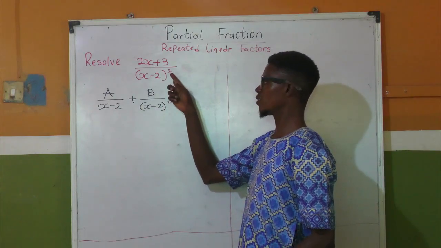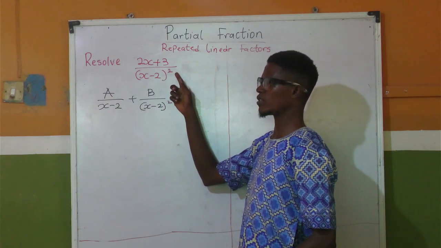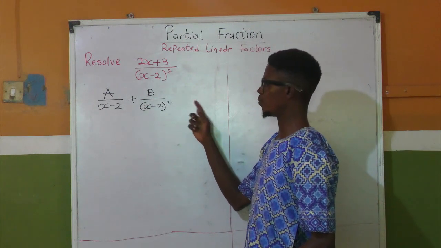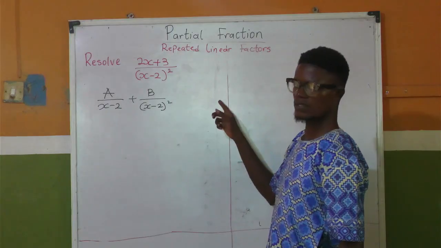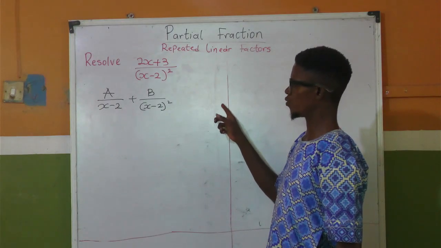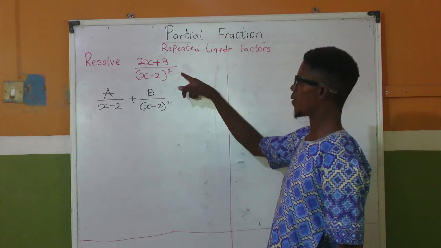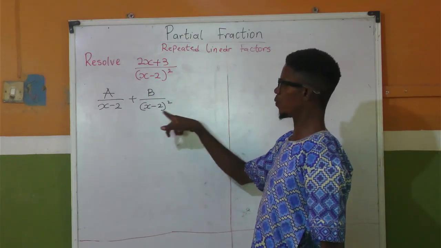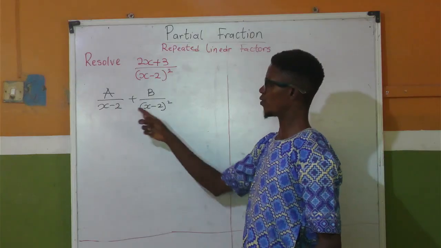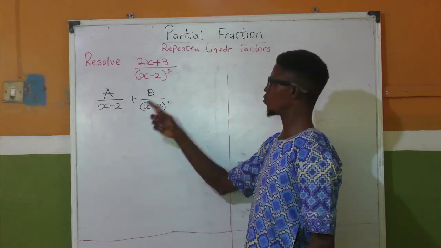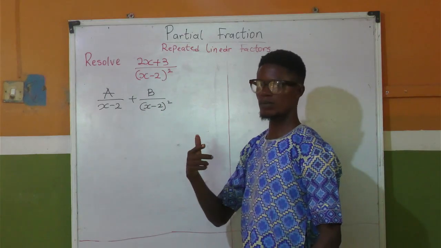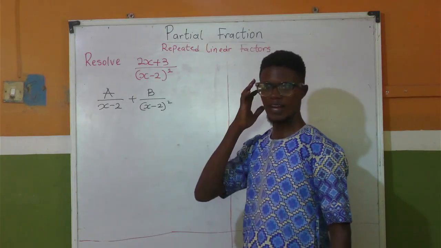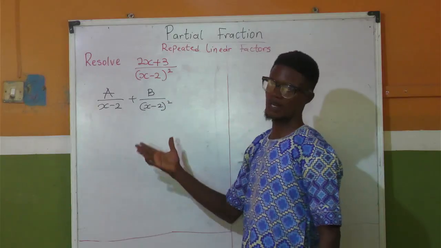If the power indicated here is, say, 4, that means we're going to have plus c over (x minus 2) cubed, then plus d over (x minus 2) to the power 4. Until you get to the highest power indicated in the question, you will not stop. In this case, because we have 2, we stop there, and it must be the same factor. Probably in subsequent examples, we are going to see higher powers or some other ways this question can be expressed.